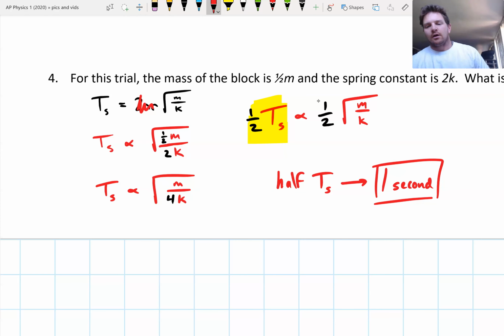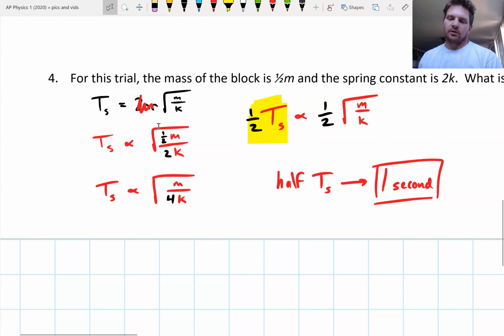All right. So as you can see, the process for all the proportional reasoning stuff is pretty similar. You kind of go through the same steps, get rid of the constants, plug in whatever thing is changing, and see how the other variables are affected.